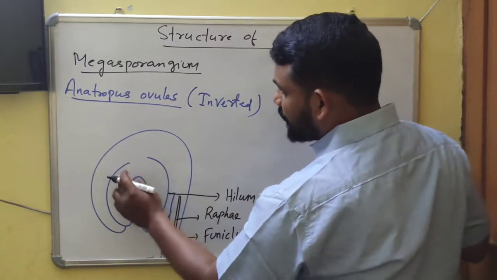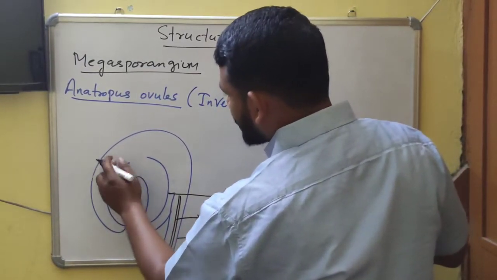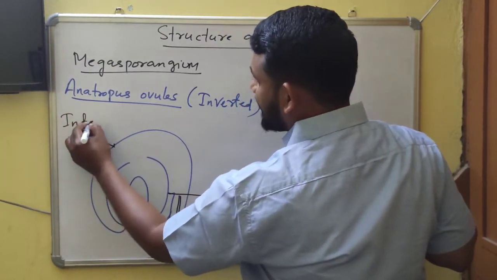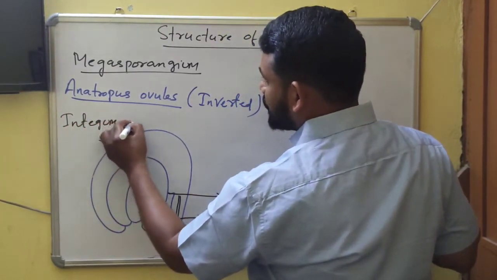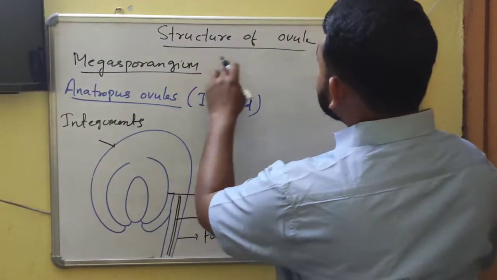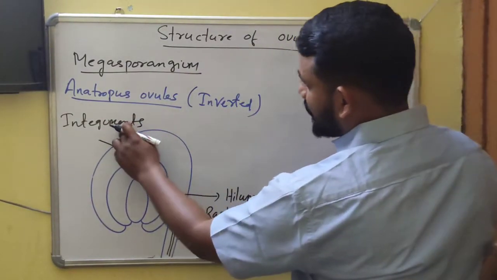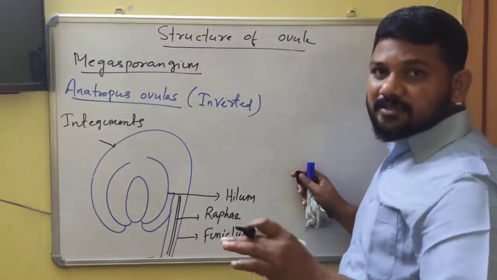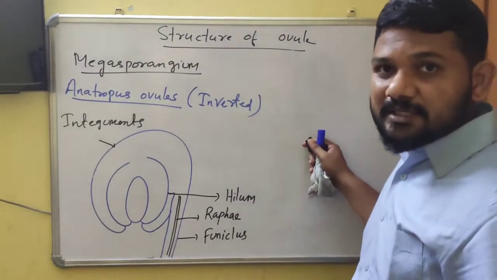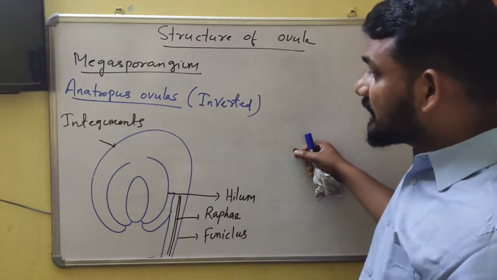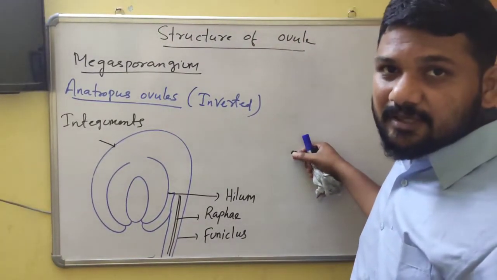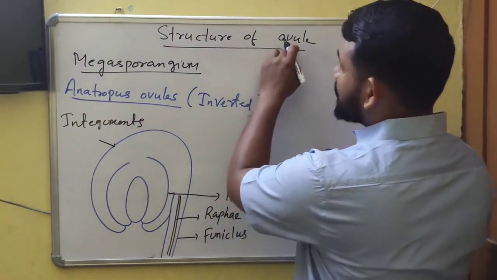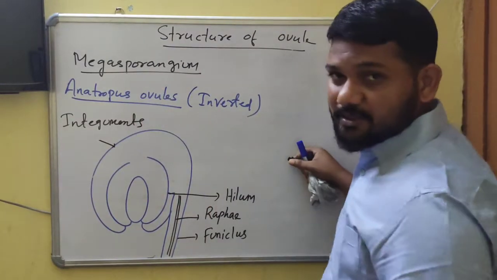The body of the ovule is protected by one or two protective layers, and these are called integuments. Due to the presence of integuments, this angiospermic ovule is also called an integumented megasporangium. What are integuments? They are the protective layers of the angiospermic ovule.